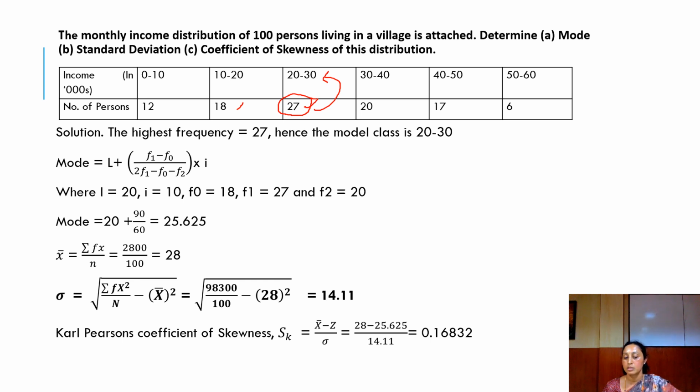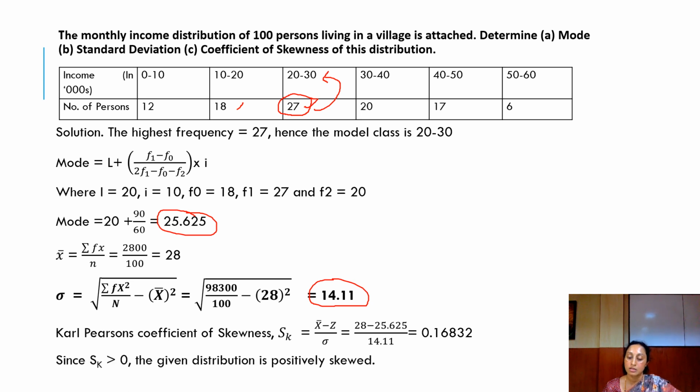Then the Karl Pearson coefficient of skewness is given by the formula Sk is equal to x bar minus z divided by sigma, where x bar is the average, which is equal to 28, and z is the modal value, which we found to be 25.625, divided by the standard deviation, which is 14.11. Substituting, we get 0.16832. Since the Sk value is greater than 0, we can say that the given distribution is positively skewed.